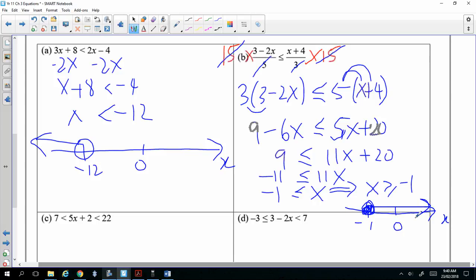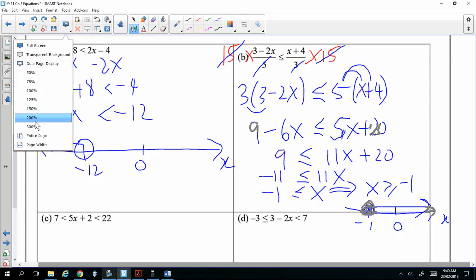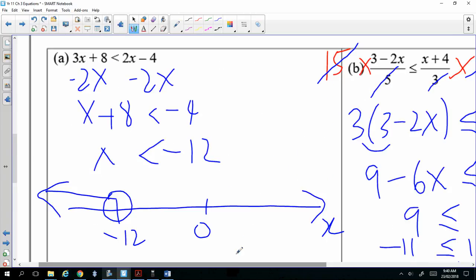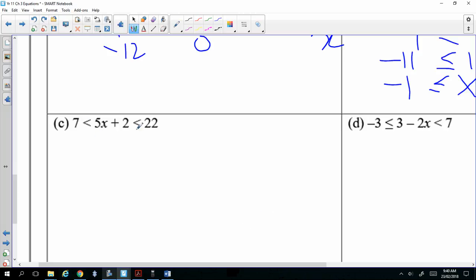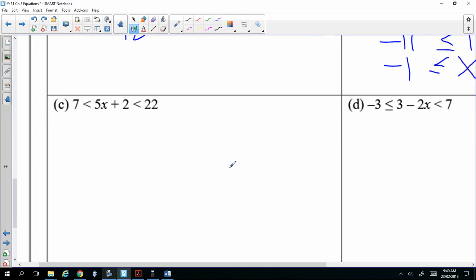Okay, hopefully all done, so we move on to the next question. Next one, what if there's an inequality on both sides? We do the same thing, we just have to subtract 2 from everything. So you get 5 less than 5x less than 20. All right. So we're going to divide both sides by 5.